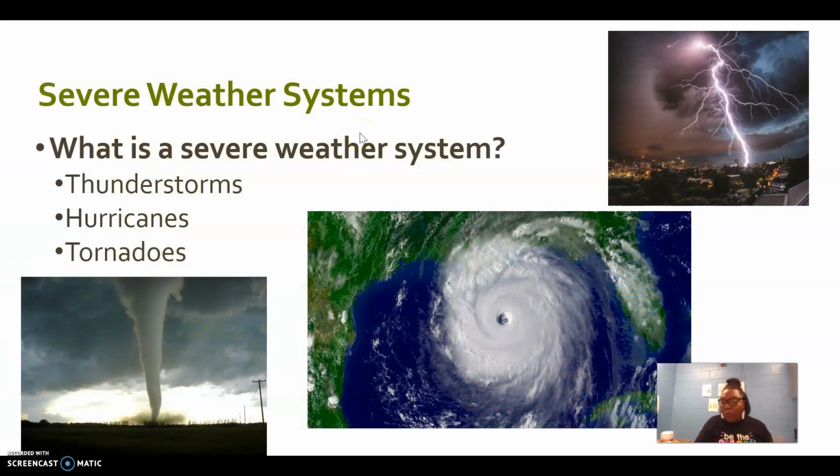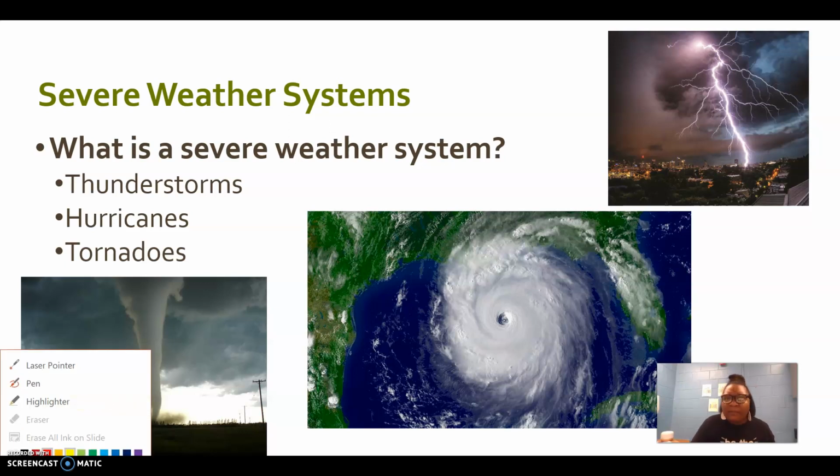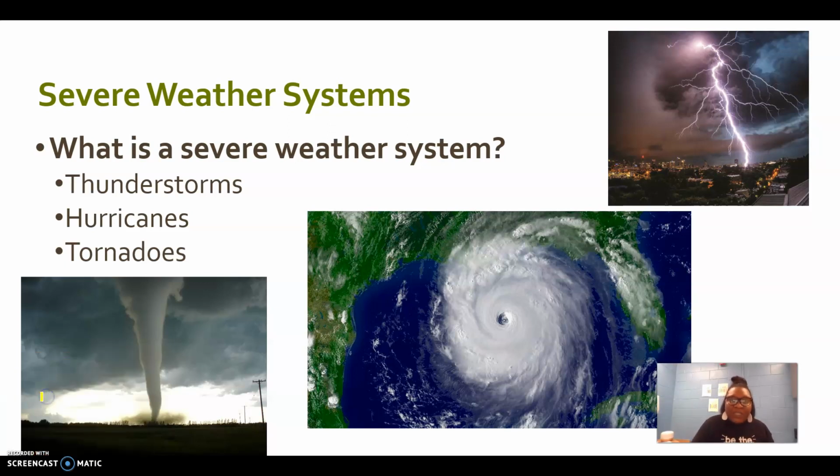So severe weather systems, what are they? When we talk about severe weather, what is Miss Neville referring to? It's important for us to know that the severe weather we need to know about as a 6th grade South Carolina meteorologist is thunderstorms, hurricanes, and tornadoes.